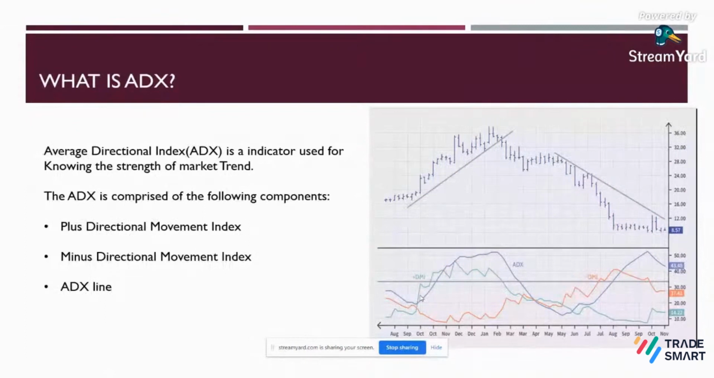When plus DMI is above minus DMI, the market is trending in an upward direction, and when minus DMI is above the plus DMI line, the market is going in a downward direction. The third one is the ADX line. The ADX line is basically based on the difference between the plus DMI and minus DMI lines. As the spread between plus and minus increases, the ADX line starts increasing. It shows the strength of the trend.